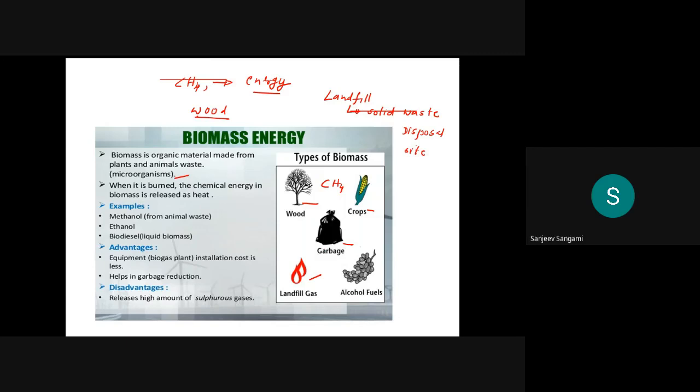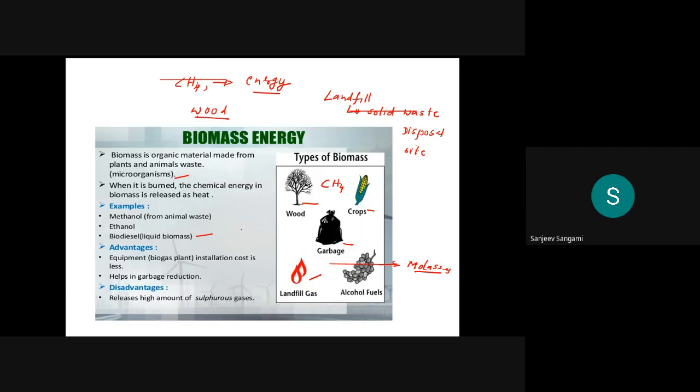Even some of the alcoholic fuels act like energy carriers. If you take sugar cane, it has alcoholic content, and that can also be used for the production of biomass. Best example is molasses. Molasses acts like a biomass that can be used as a biofuel. And another one is the biodiesel.